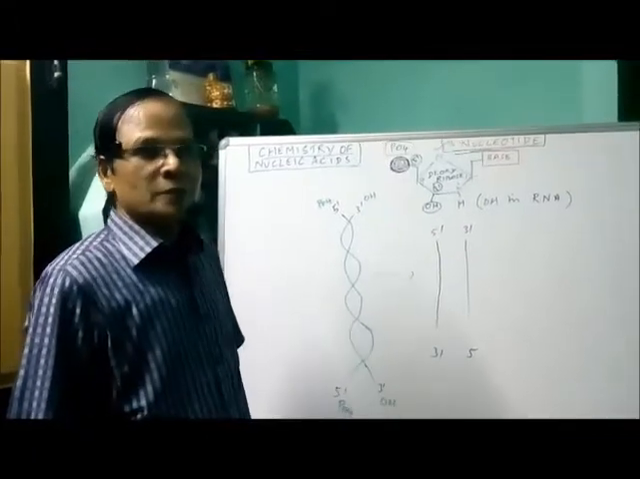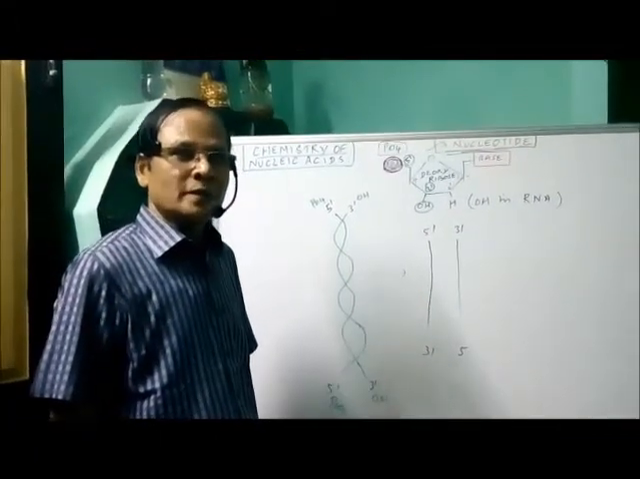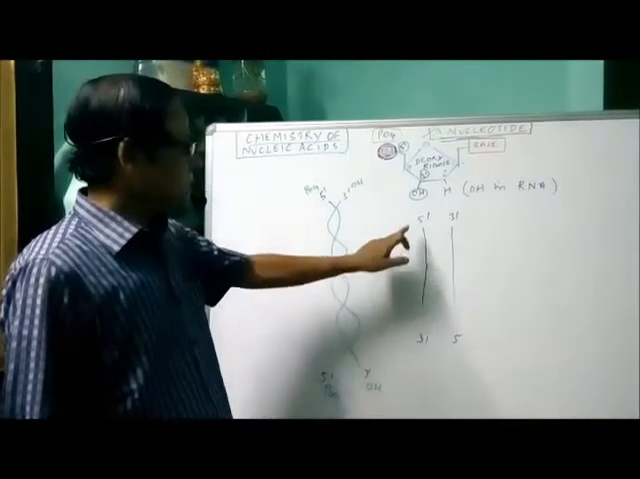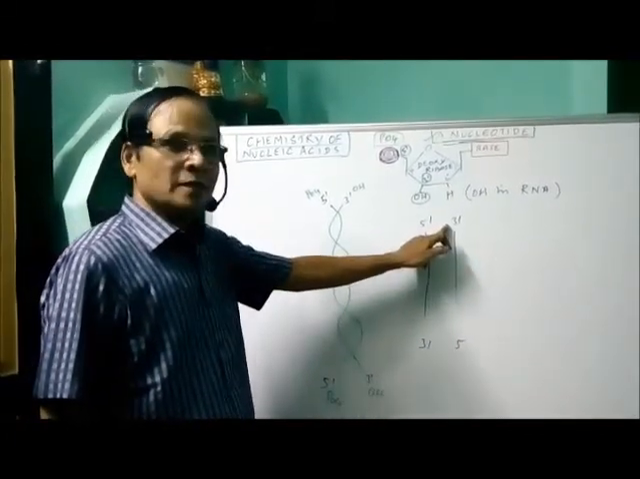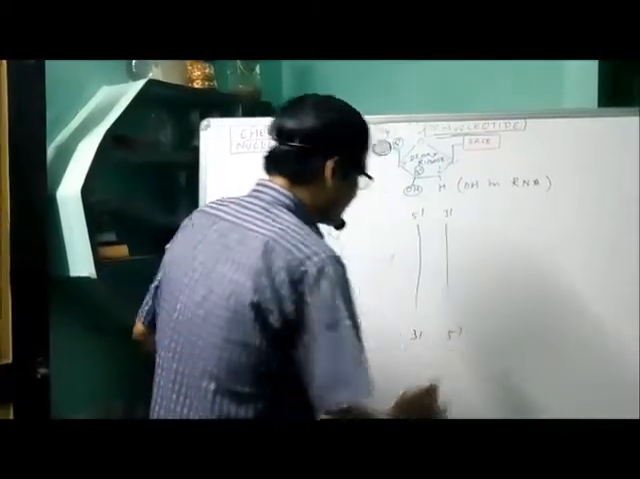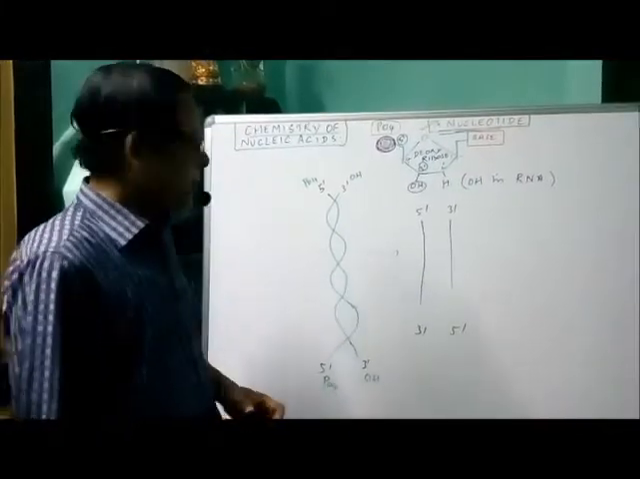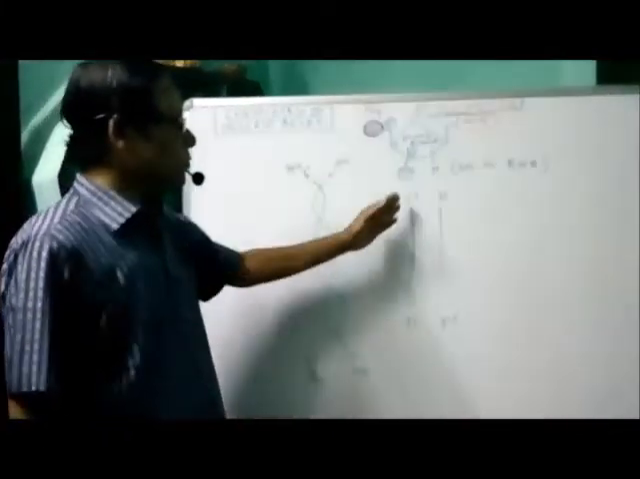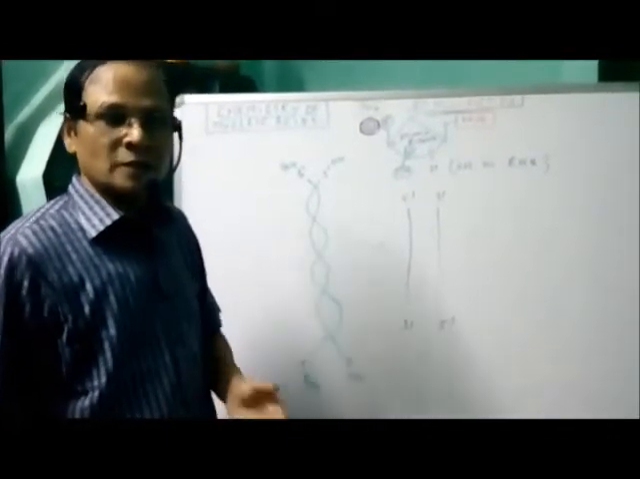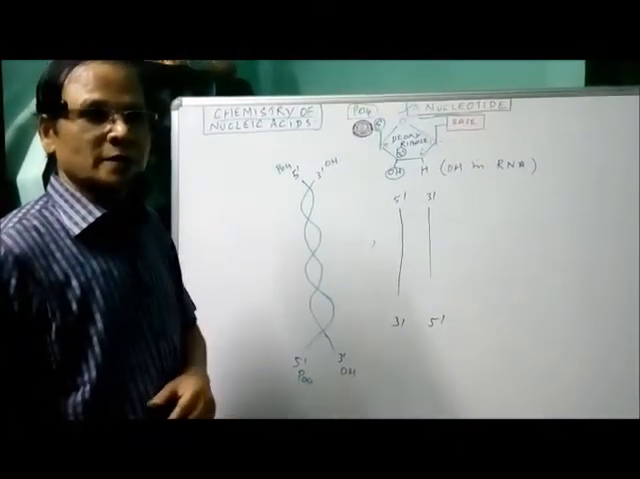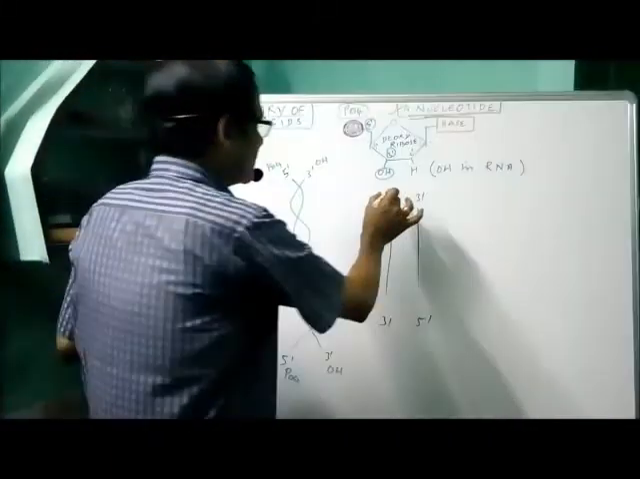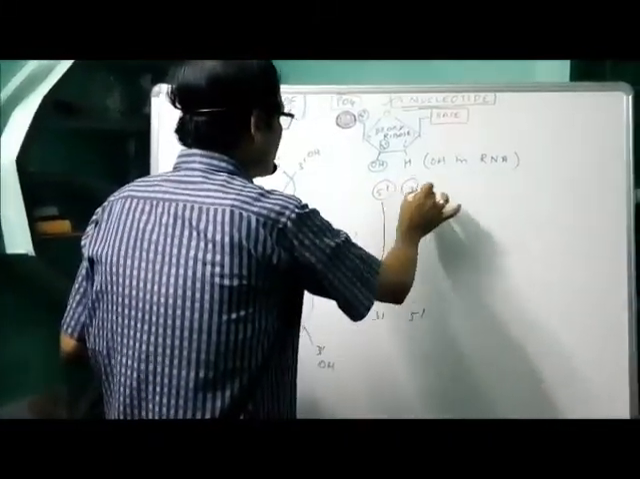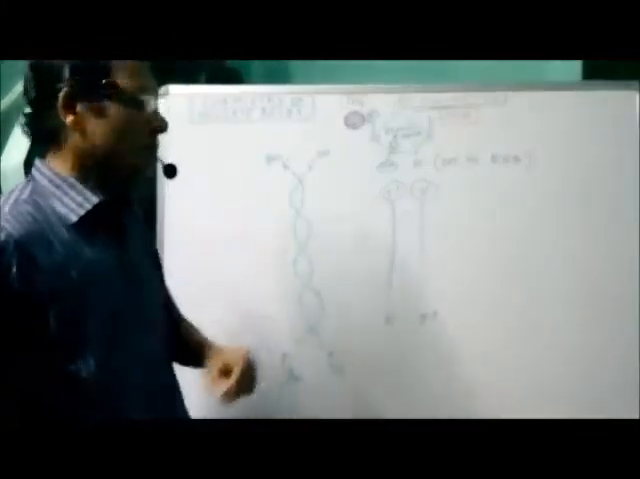The two strands of DNA are anti-parallel in nature. One strand is running in 5' to 3' direction, another strand is running in 3' to 5' direction. That means each strand has two distinct ends, either in RNA or in the case of DNA, and they are designated by the symbols 5' and 3'. That is a distinct end.